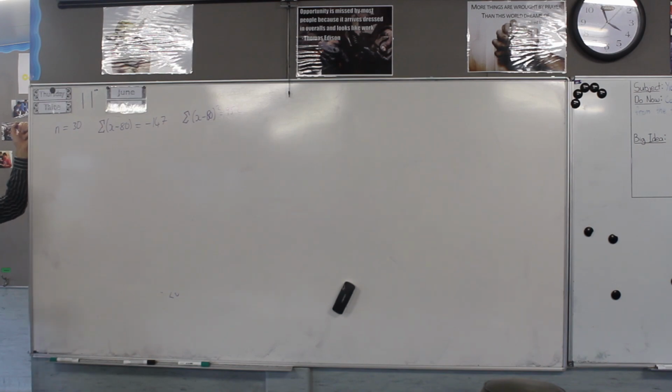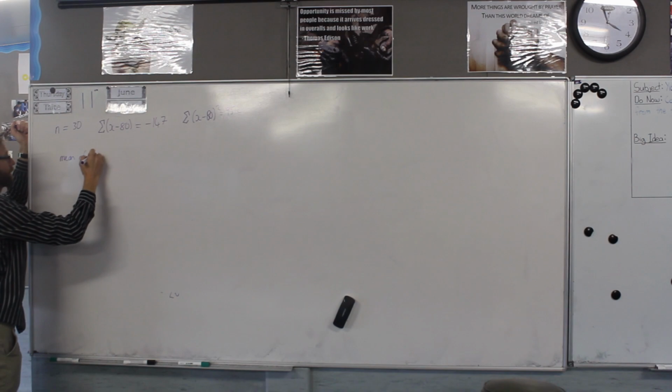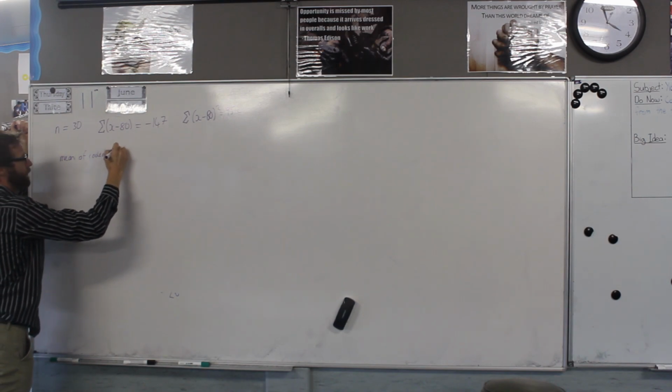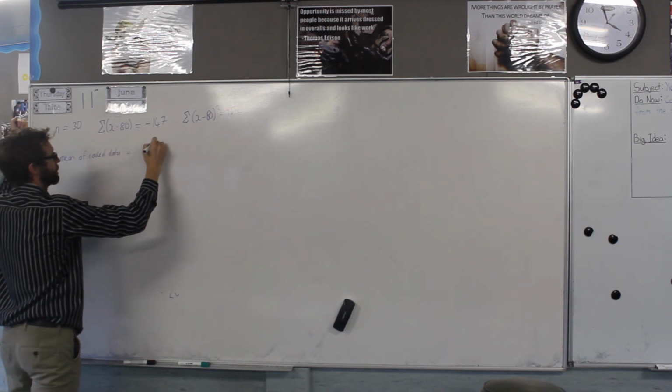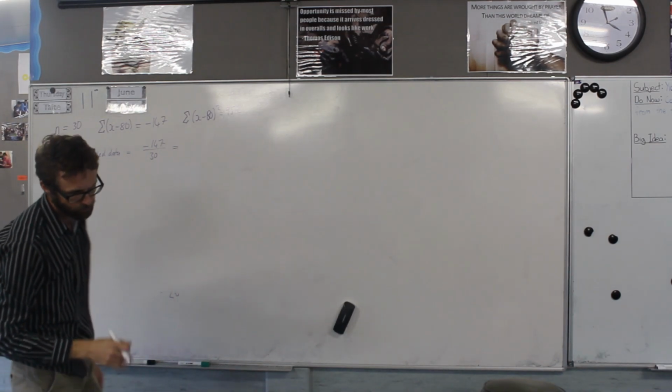If we want to find the mean of her actual pulse rate, what could we find with this that we've got here? Do we do 1 minus 147, divide by 30, which is the mean of the coded data, right? So, mean of coded data. Yeah, good thought. Well done. Divide that by 30. What does this give us?